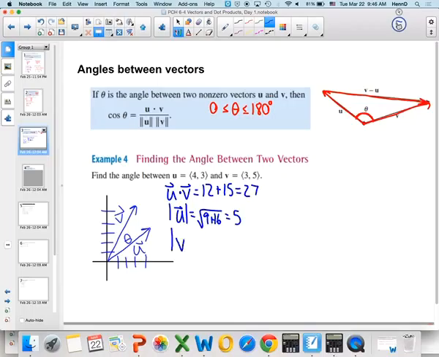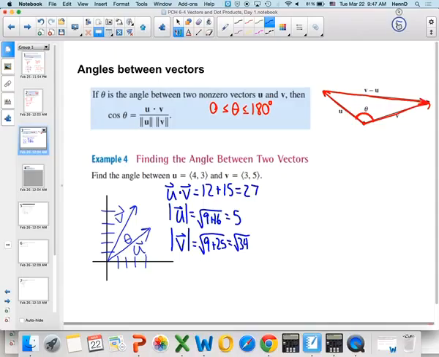And then what's the magnitude of v here? Square root of 9 plus 25, which is 34. That's 2 times 17, so that doesn't simplify at all. You'll just leave it as square root of 34. Don't punch in decimals here. We're not going to round anything till we get our final answer.